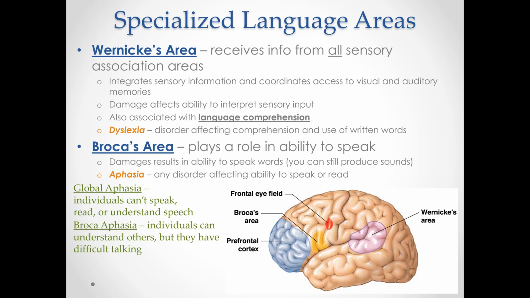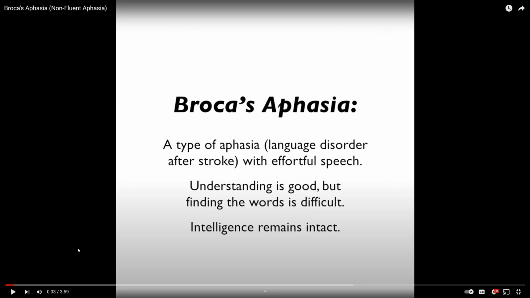Broca aphasia is where individuals can understand others, but they have difficulty talking. So I'm going to show you an example of Broca aphasia that was caused by a stroke that affected Broca's area. So this is a type of aphasia called Broca's aphasia, and this is where you have difficulty actually speaking, although you can understand words spoken to you just fine. This is also called non-fluent aphasia.